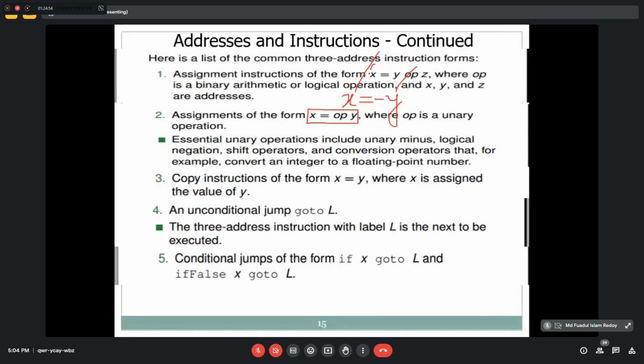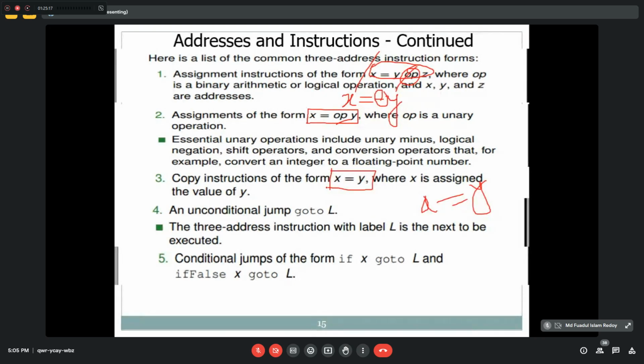So this is a form, this is another form, that is x assignment operator, then a operator sign, then y. Okay, got it? This one is actually a binary operator, and this one is actually a unary operator. Then, you can think x equal to y, this is another form, x equal to y.